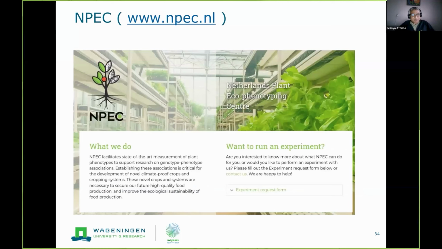Before I conclude, I would like to mention that at Wageningen University and Research, we have a facility called NPEC, which is the Dutch Plant Eco-Phenotyping Center. And we have equipment for phenotyping at different levels, whether it's the open field or greenhouse or growth chambers. We have imaging equipment for that. So feel free to check this out and contact me if you have any questions.